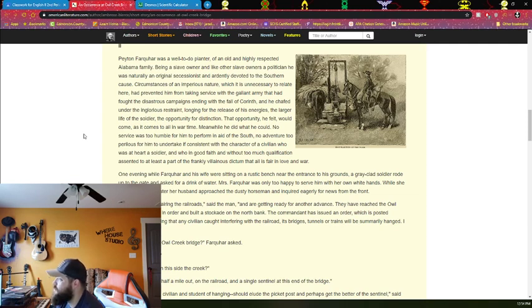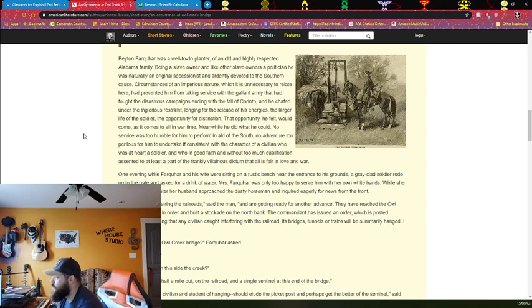He had chafed under the inglorious restraint, longing for the release of his energies, the larger life of the soldier, the opportunity for distinction. That opportunity, he felt, would come, as it comes to all in wartime. Meanwhile, he did what he could. No service was too humble for him to perform in aid of the South. No adventure too perilous for him to undertake if consistent with the character of a civilian who was at heart a soldier, and who in good faith and without too much qualification assented to at least a part of the frankly villainous dictum that all is fair in love and war.